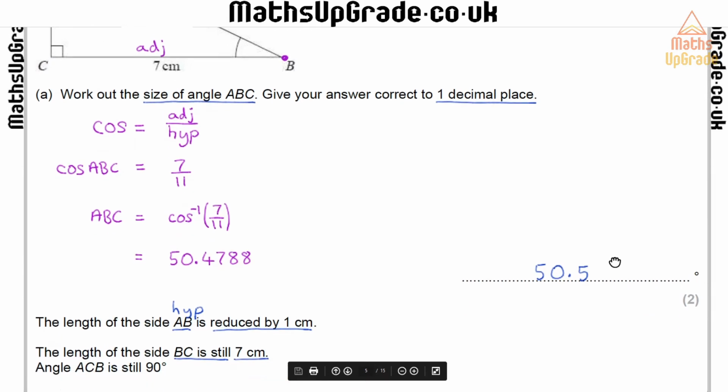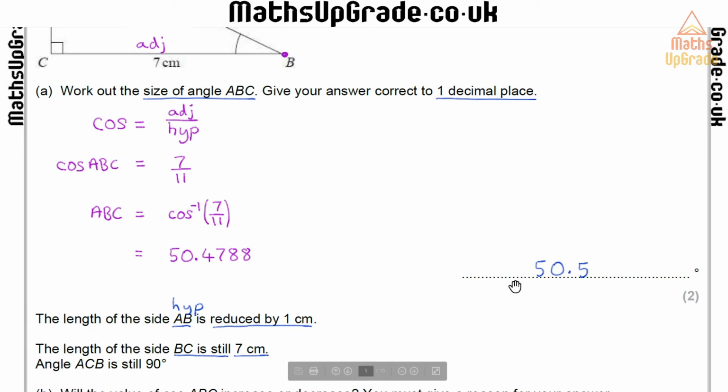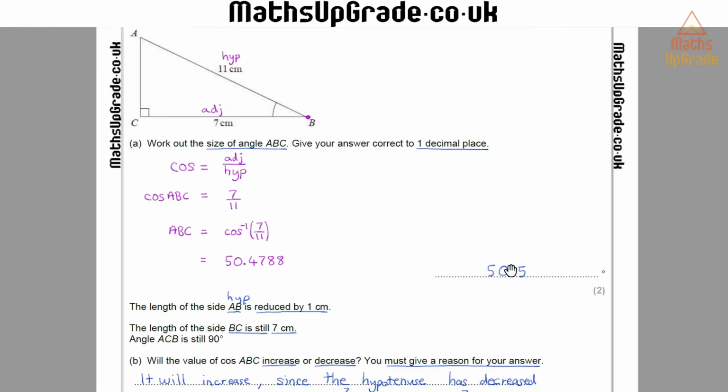The second part of the question states that the length of the side AB is reduced by 1 centimeter. The length of the side BC is still 7 centimeters. Will the value of cos ABC increase or decrease? You must give a reason for your answer.